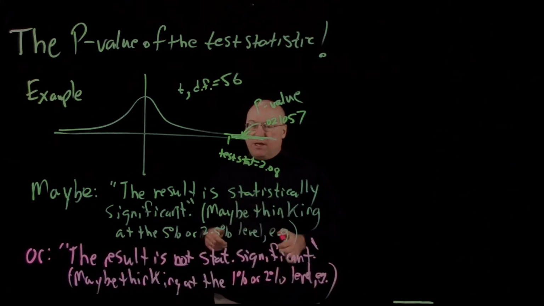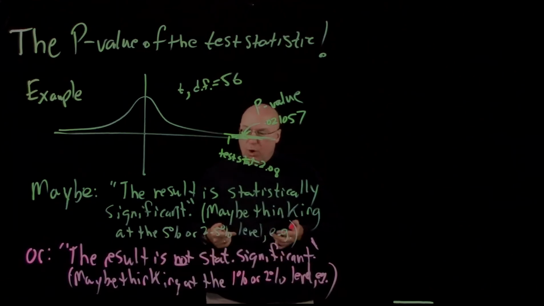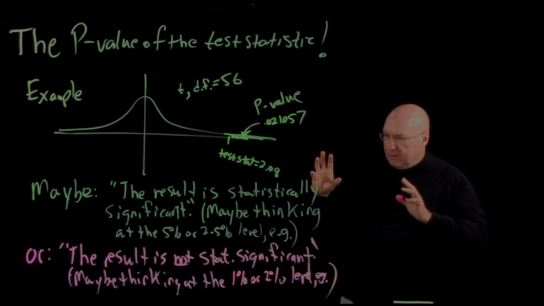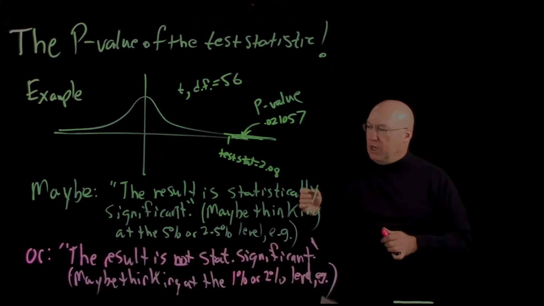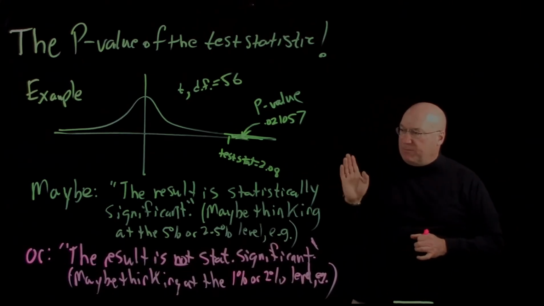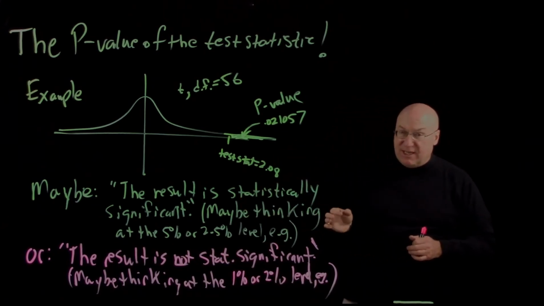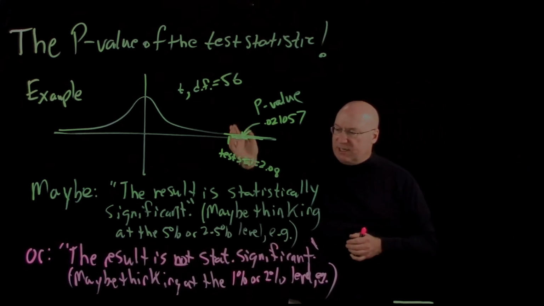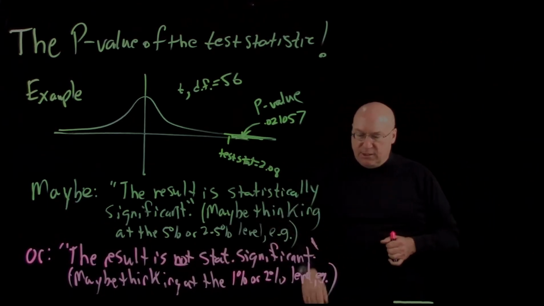So depending on what I'm thinking of, I could say it is significant or it isn't. Usually, if you're actually a researcher presenting these results, you would give the p-value, and I'll talk about this in a minute. If you don't give the p-value, you should say that it is statistically significant. If you want to say that, then you better give a cutoff level. You better say it's statistically significant at the 5% level, or it's not statistically significant at the 2% level.